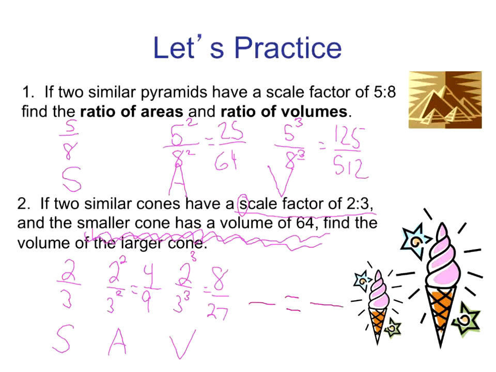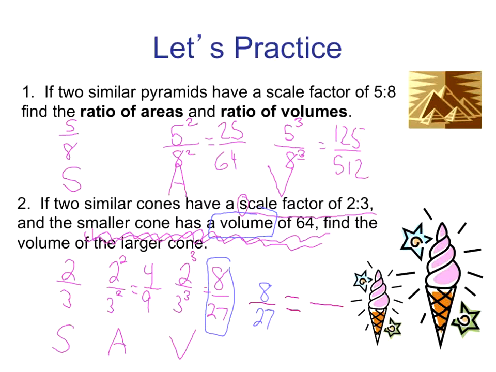I know I'm going to set up 2 proportions here. First, I have to decide which formula am I going to use. Am I using 2/3, 4/9, or 8/27? Look what the question's asking. Smaller cone has a volume of 64. So am I talking scale factor, area, or volume? What do you guys say? Volume. It says the word volume. So which proportion am I using? The volume proportion. So I'm even going to circle it.